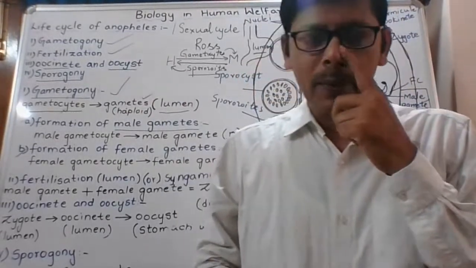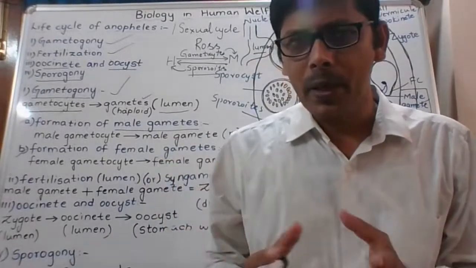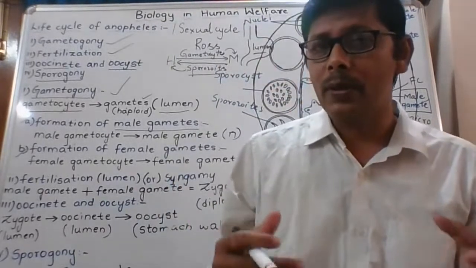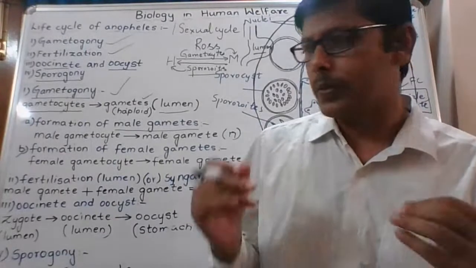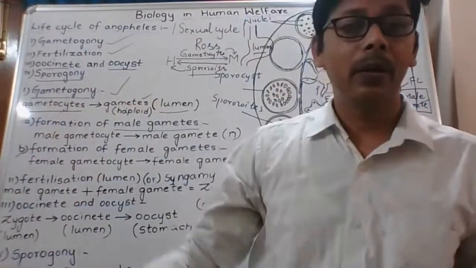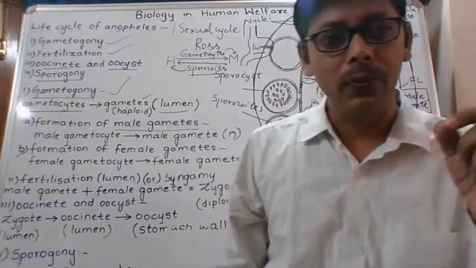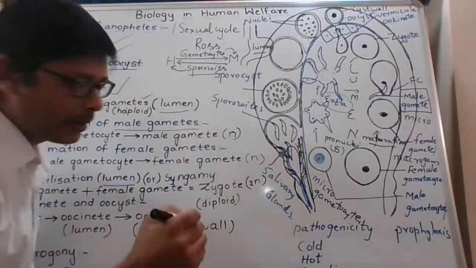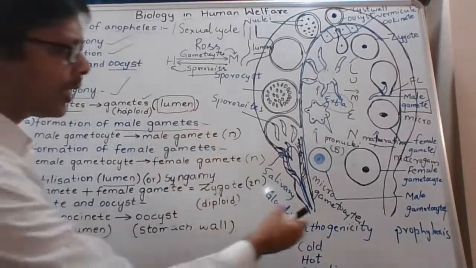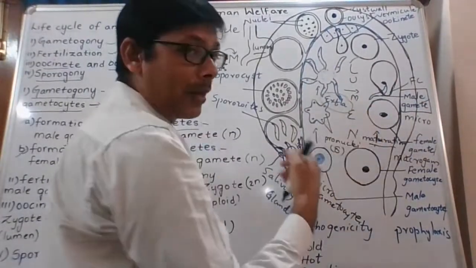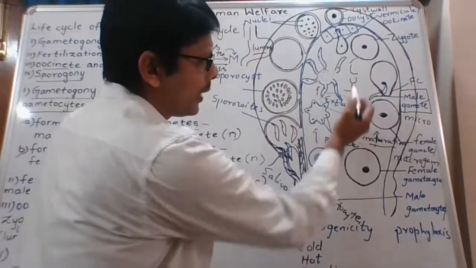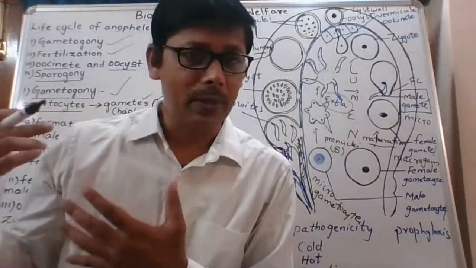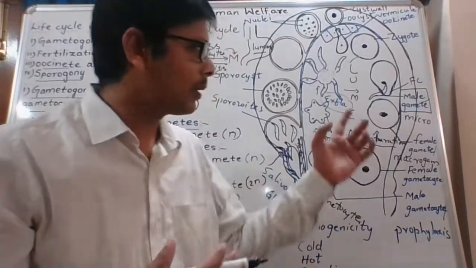What is the result of this gametogony? Two gametes are formed: the male gamete or microgamete, and the female gamete or macrogamete, which are haploid, having one set of chromosomes. Now come to the second step, fertilization. Fertilization occurs in the lumen, like gametogony. This entire process I have described takes place in the lumen, and the next one, fertilization, also takes place in the lumen.